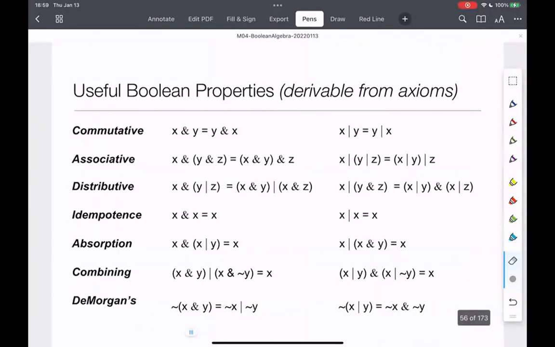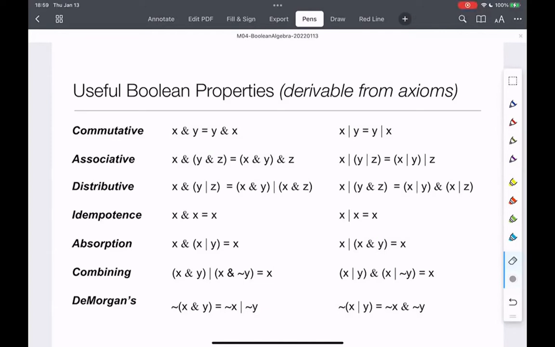And finally, probably the most important of these properties is the so-called De Morgan's property. It basically says the inverse of X and Y is the OR of their inverses, and likewise the inverse of X or Y is the AND of the inverses.